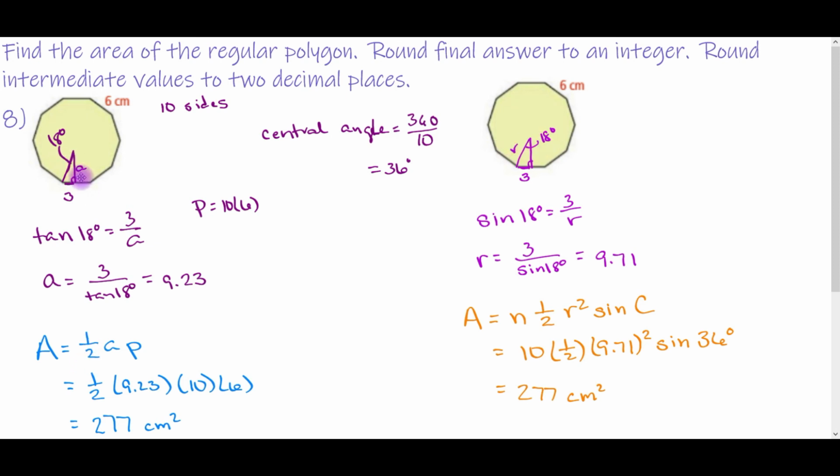If I'm solving for the apothem, I'm going to do the tangent value. So tangent is opposite over adjacent, so 3 over a. If I'm doing the radius, I'm going to use the opposite and the hypotenuse, so the sine of 18 is 3 over r. So solving your trig, you're going to end up with your apothem or with your radius value, and then you're going to plug into your area formulas again, and both ways we get about 277 square centimeters.